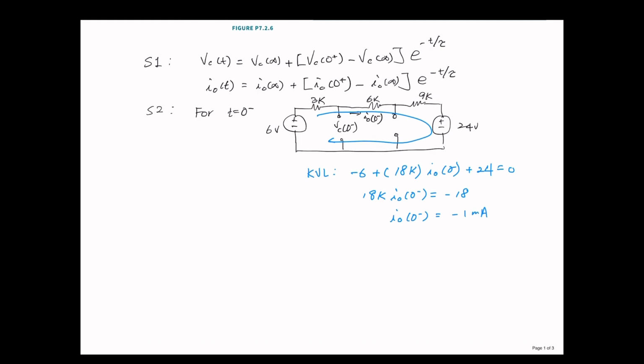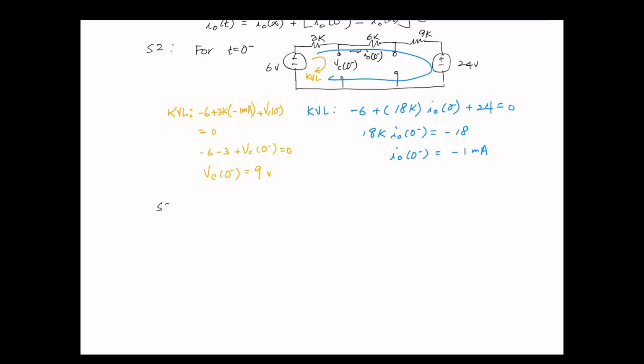Using this I sub 0, 0 minus to find the V sub C of 0 minus, we're going to do KVL including V sub C, 0 minus. KVL: negative 6 plus 3K times I sub 0, 0 minus, negative 1, and then plus V sub C, 0 minus equals 0. Now we have negative 6, negative 3 plus V sub C 0 minus equals 0. V sub C 0 minus is now 9 volts.